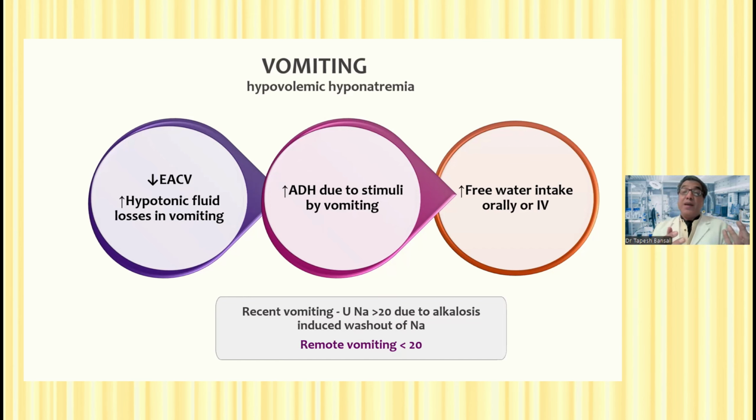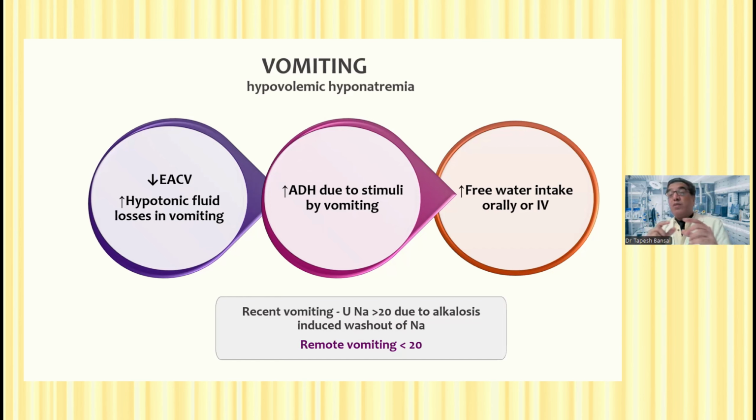And similarly, very important is if there is so much vomiting that the arterial circulation gets depleted and there is decreased effective arterial circulation, then again you're going to get a lot of ADH, as I told you earlier, because ADH tries to maintain the intravascular space, the effective arterial circulating volume. So that is why vomiting causes hyponatremia.